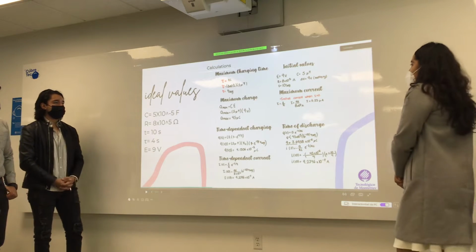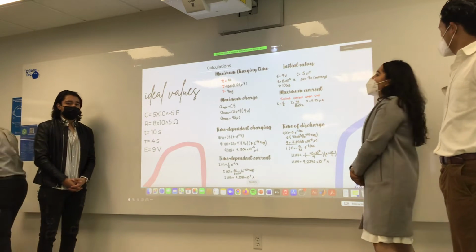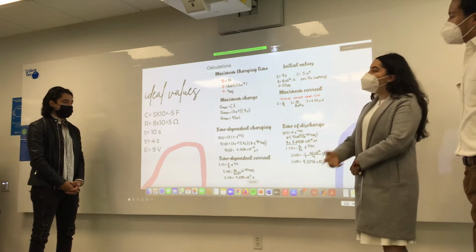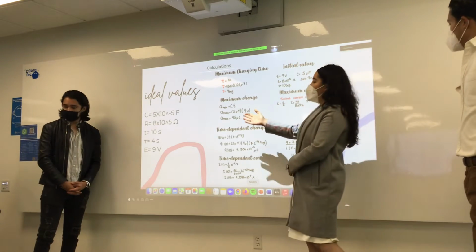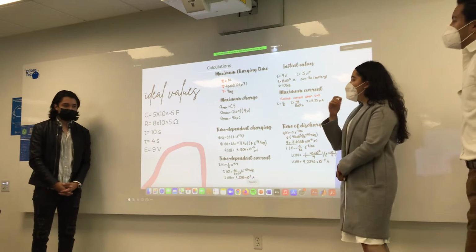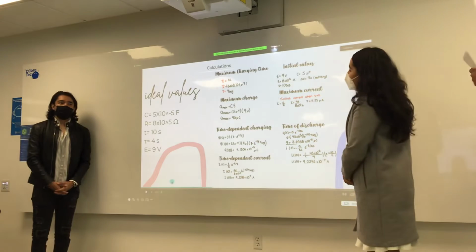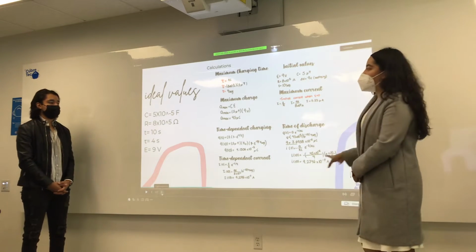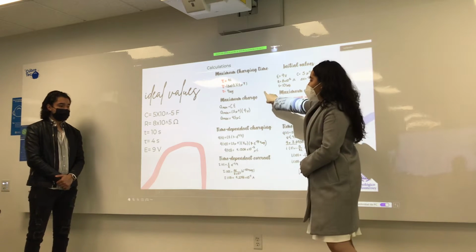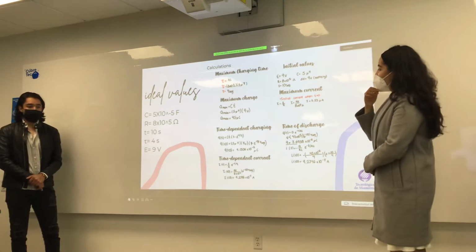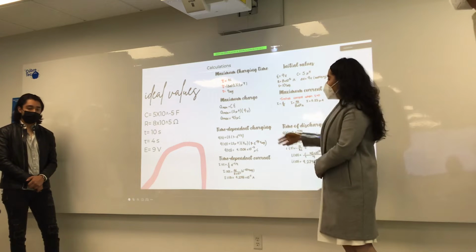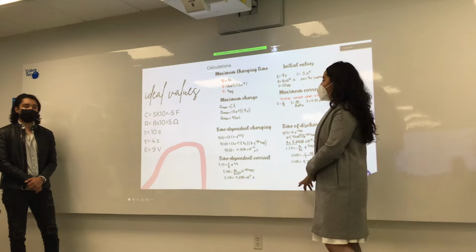Instead of doing the analysis of the second capacitor, we better chose as a team to do the same calculations for ideal values, which are the ones that are here: capacitance of 5 times 10 to the minus 5 farads, resistance of 8 times 10 to the 5 ohms, time, which is the ideal time, 10 seconds. Tau, we obtain here, which is 4 seconds, and the electromotive force, which is 9 volts. And we also obtain the maximum charge, Qmax, that is 45 microcoulombs.